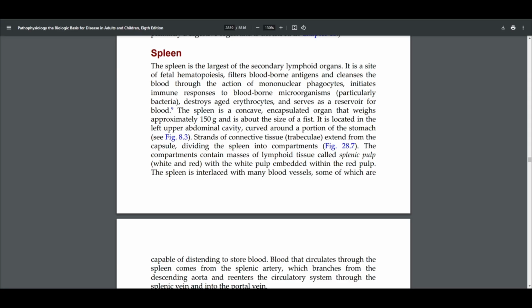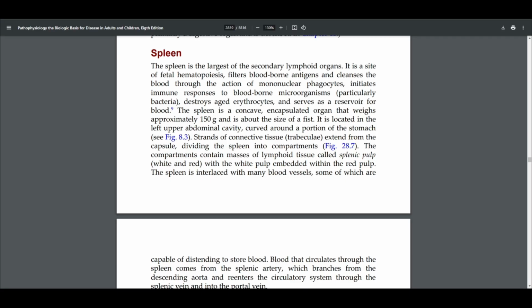The spleen is a concave, encapsulated organ that weighs about 150 grams and is about the size of a fist. It is located in the left upper abdominal cavity, curved around a portion of the stomach. Strands of connective tissue extend from the capsule, dividing the spleen into compartments. The compartments contain masses of lymphoid tissue, called splenic pulp, with the white pulp embedded within the red pulp.